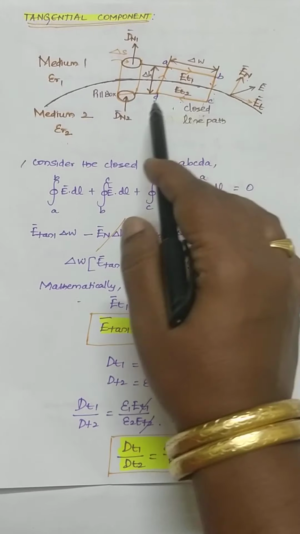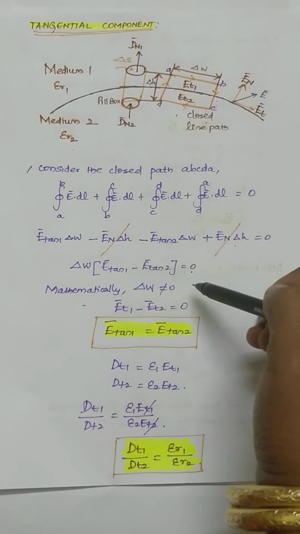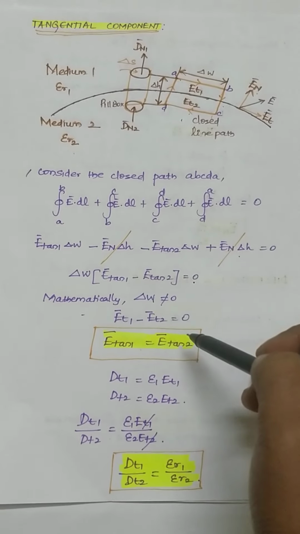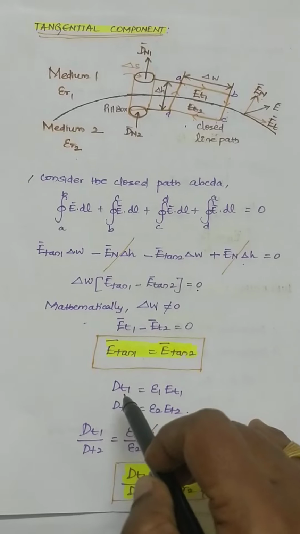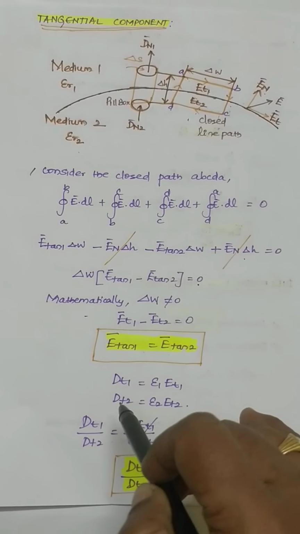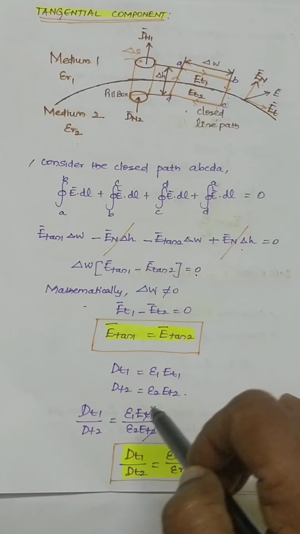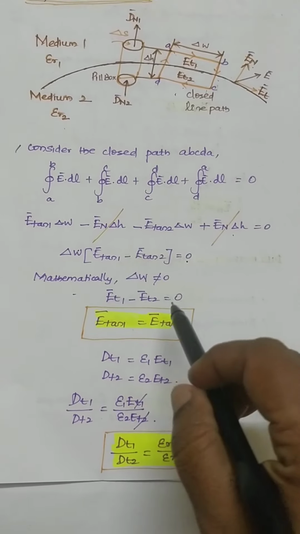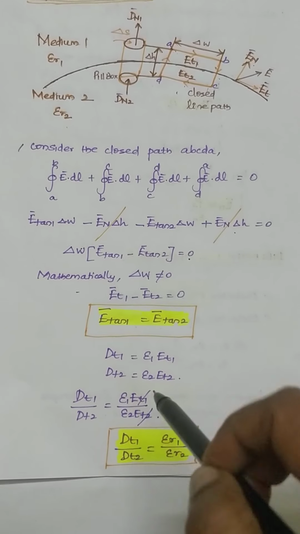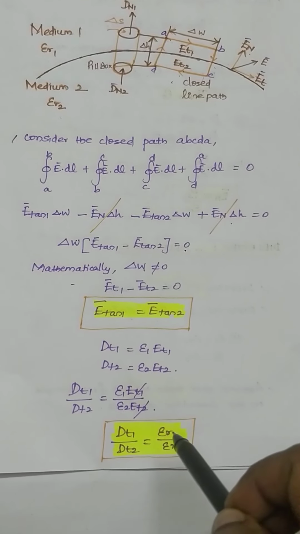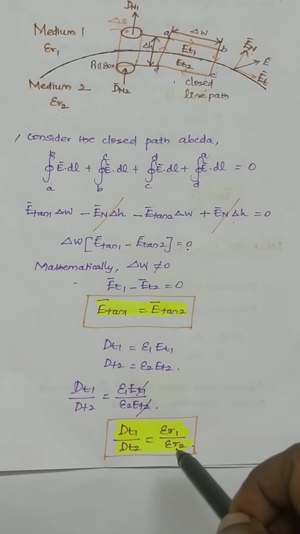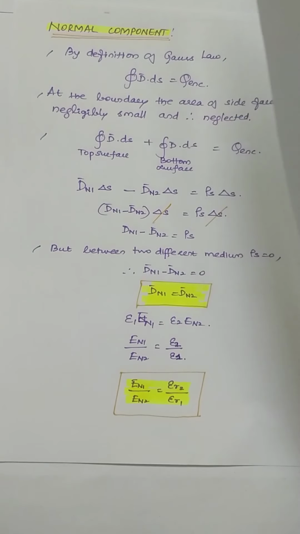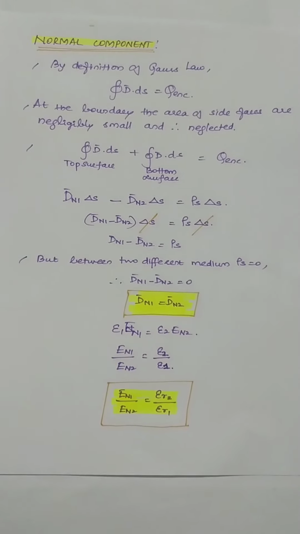But mathematically del W cannot be equal to 0. We have defined the width of the line path, so del W cannot be equal to 0. Automatically Et1 minus Et2 becomes equal to 0. So E tan 1 equal to E tan 2. By constitutive relation we know Dt1 equal to epsilon 1 Et1, and Dt2 equal to epsilon 2 Et2. Here the analysis is very clear: as Et1 equal to Et2, I cancel these two, and Dt1 divided by Dt2 ratio is nothing but epsilon r1 divided by epsilon r2. This completes the analysis of the tangential component of dielectric 1, dielectric 2.